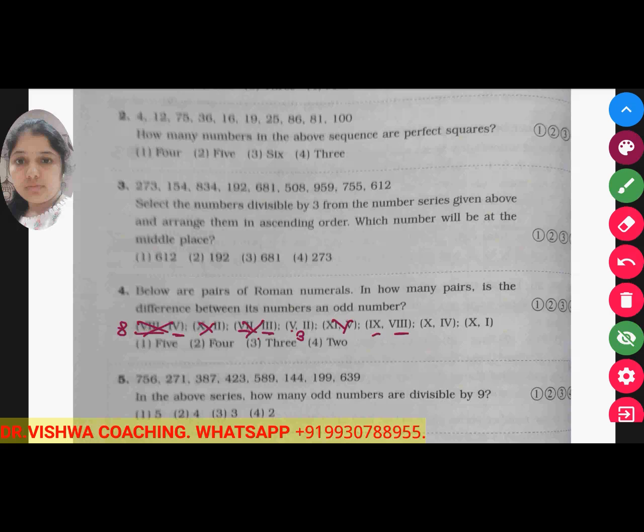9 and 8, yes, their difference is an odd number. 10 and 4, their difference is not an odd number. Okay, now again here 10 and 1, their difference is an odd number. So 3 numbers are there which have their difference as an odd number. So option number 3 is the correct option here.